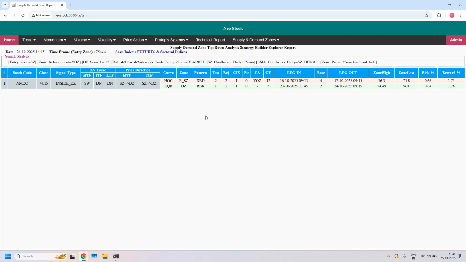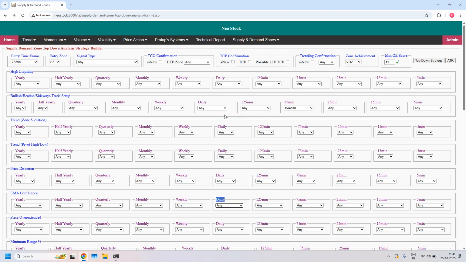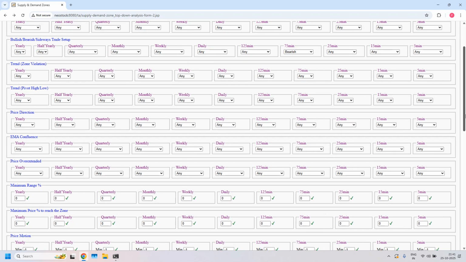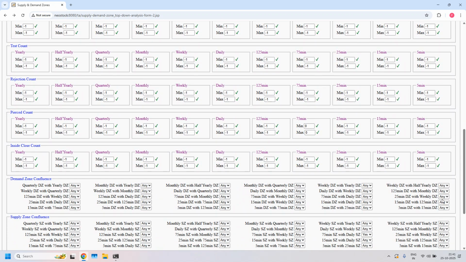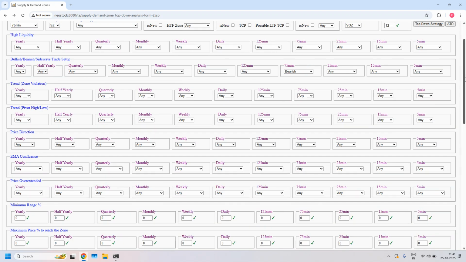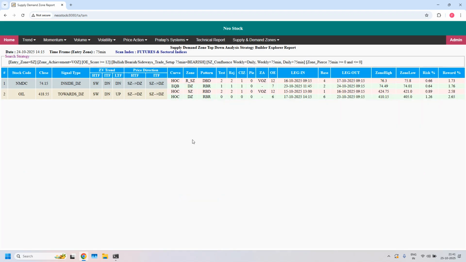Okay, next strategy, LTF, ITF and even HTF supply zone confluence, and then HTF EMA. Removing ITF EMA. In the supply zone confluence, 3 filters I have to set: 75 minutes and daily, 75 minutes and weekly, daily and weekly supply zone confluence. With all these 3 filters, we got 2 stocks. But in both stocks, the weekly trend is sideways, and sideways trend EMA confluence does not give any advantage. Okay, so this is about the bearish trade setup for weekly income trade.